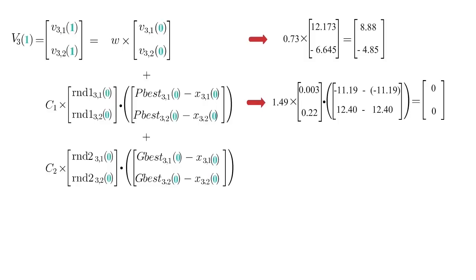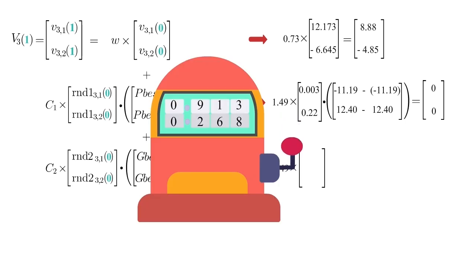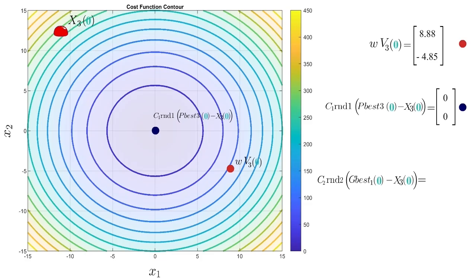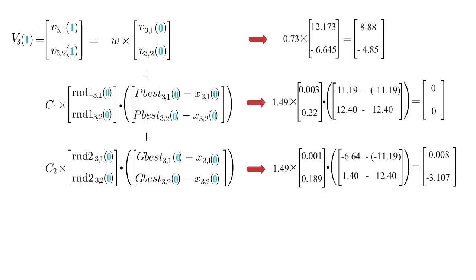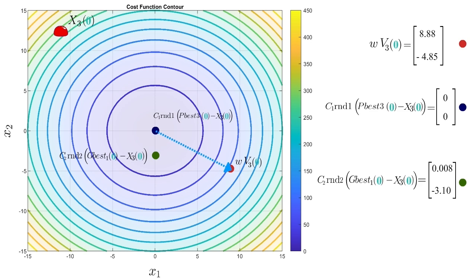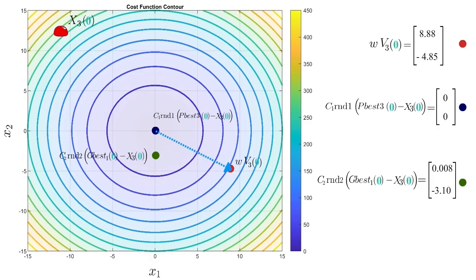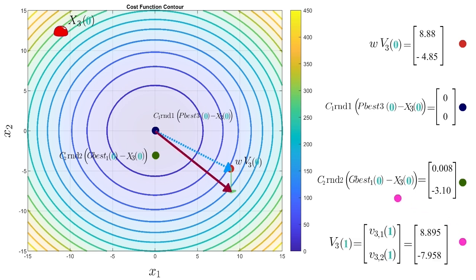The third term represents the social component and is a randomly scaled vector aligned with the difference between the global best position and the current position. This scaled value is located here. The new velocity value is the sum of the three vectors: the vector of momentum component, the vector of cognitive component, and the vector of social component. Here the new value of the velocity is represented by this vector.